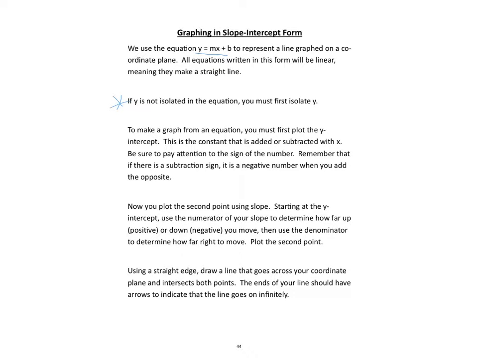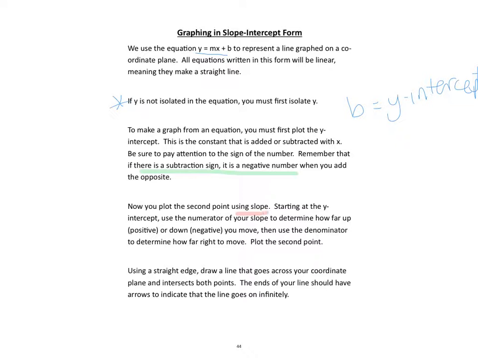So the first thing to do when graphing the equation is to plot the y-intercept. This is going to be the constant that's added or subtracted with x. So pretty much what that means is b is going to represent your y-intercept. Now you've got to make sure that you pay attention to the sign of the number. If it says plus b, it's positive. If it says minus b, it's negative. So it's really important to note that if there is a subtraction sign, it's going to be a negative number.